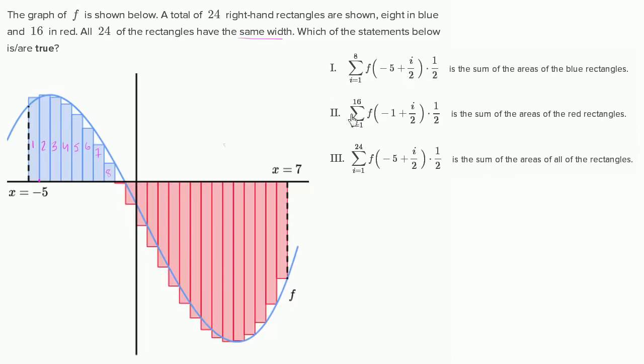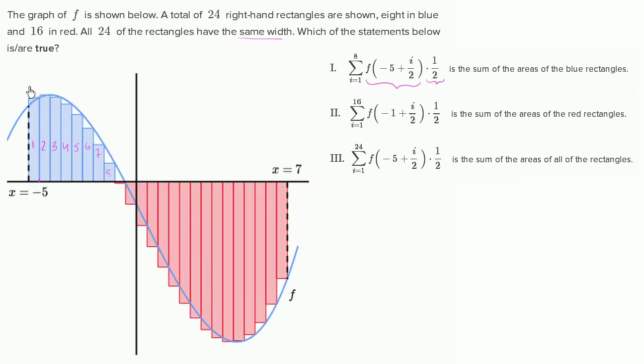And so, not even looking at this yet, it looks like this would be the height of each of the rectangles. Remember, we're taking the value of the function on the right-hand side for the height, and this would be the width. So does it make sense that the width of each of these rectangles is 1/2?